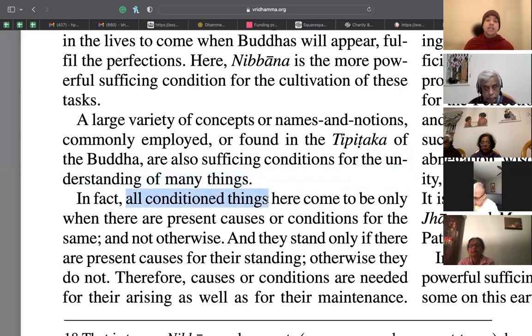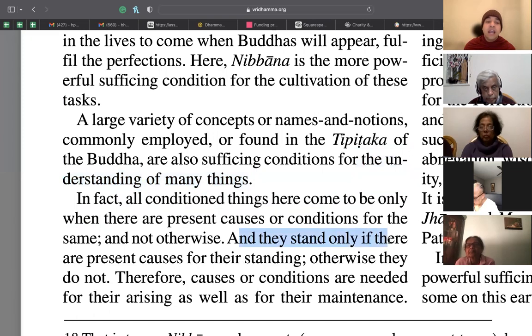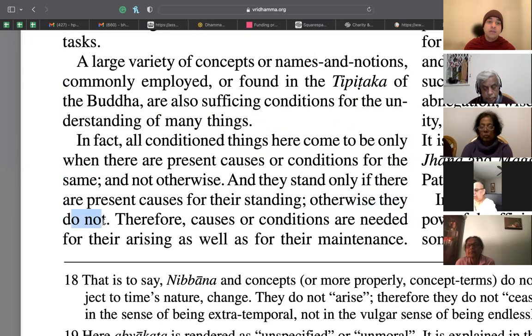In fact, all conditioned things here come to be only when there are present causes or conditions for the same, and not otherwise. And they stand only if there are present causes for their standing. Otherwise, they do not. Therefore, causes or conditions are needed for their arising as well as for their maintenance.